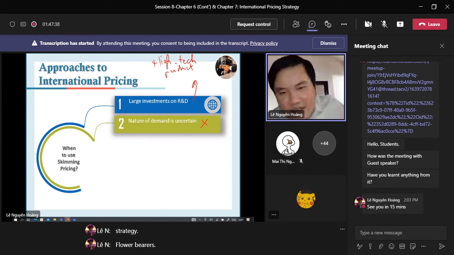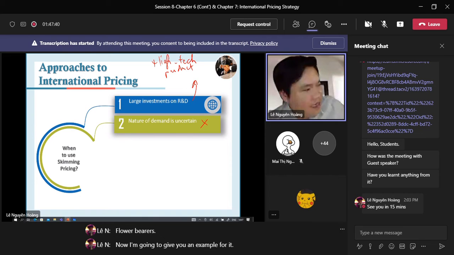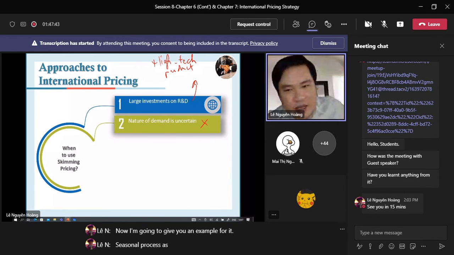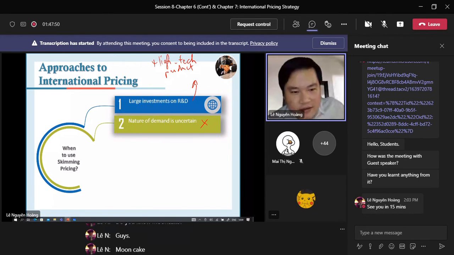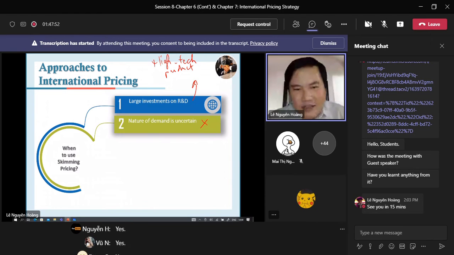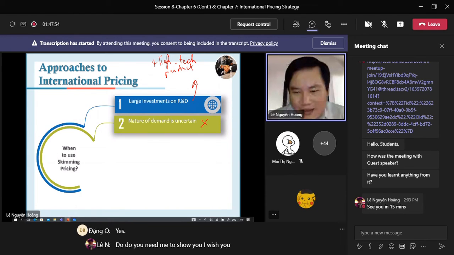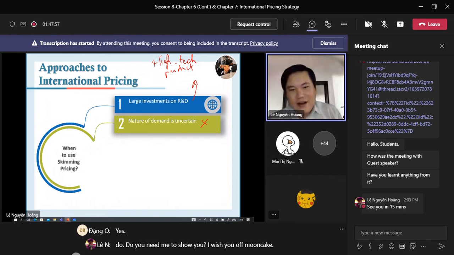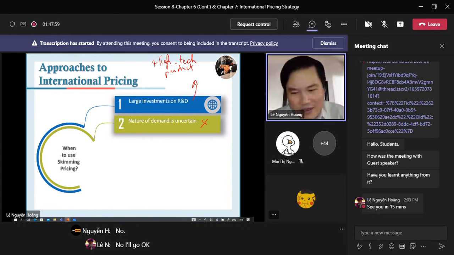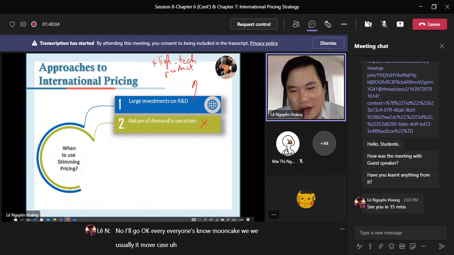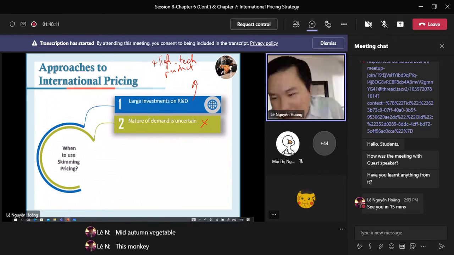Now I'm going to give you an example for it. Seasonal products such as mooncake. Do you know mooncake? Guys, mooncake. Yes. Do you need me to show you a picture of mooncake? No, okay, everyone knows mooncake. We usually eat mooncakes to celebrate Mid-Autumn Festival. Mooncake is seasonal for us.